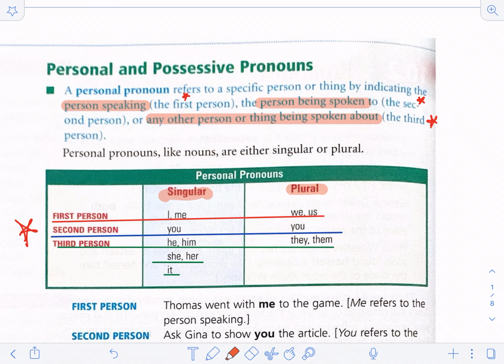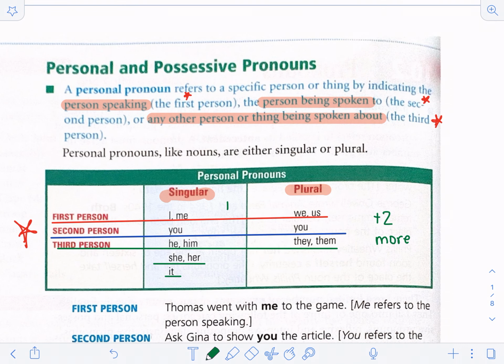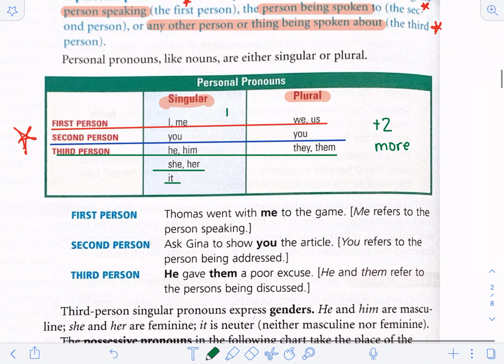Singular and plural. Okay, these ones indicate two or more, and these ones are just one. Okay, down here they give us nice sentence examples.